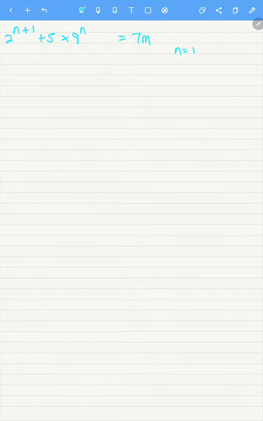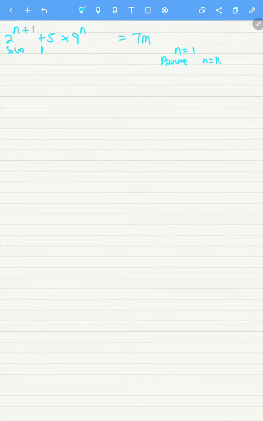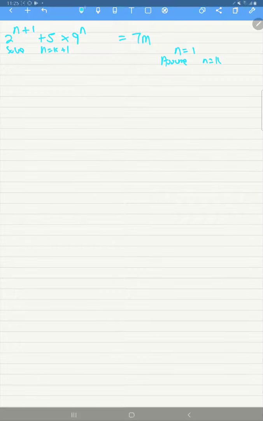So first of all, prove for n equals 1, and then assume n equals k. I think this is going to take a lot of space, so because of that I haven't written that out, but those two are the easy parts. So now solve n equals k plus 1.